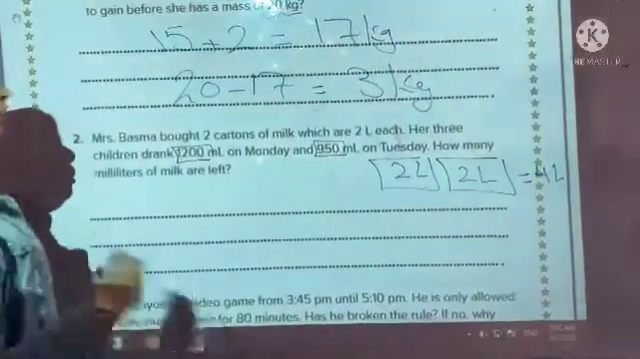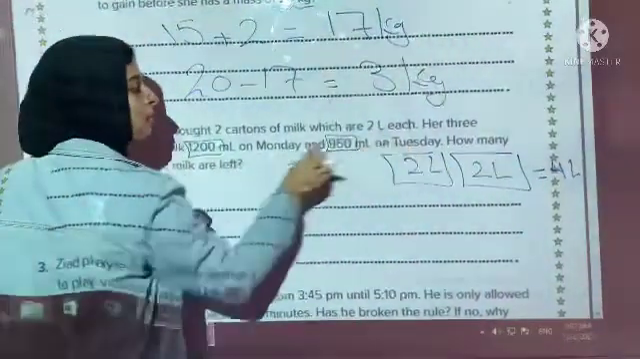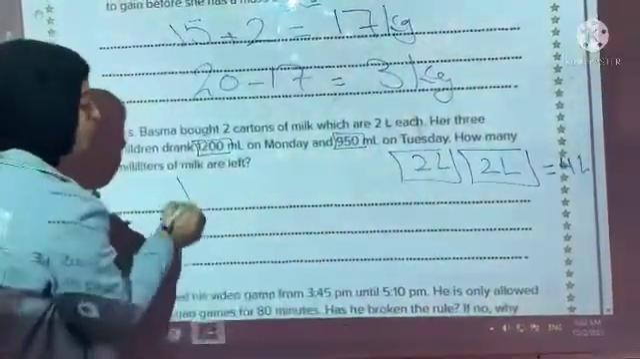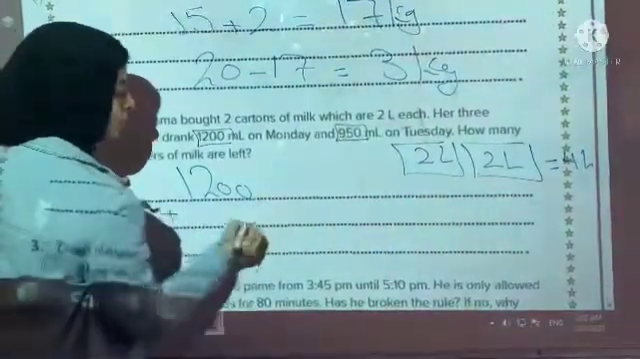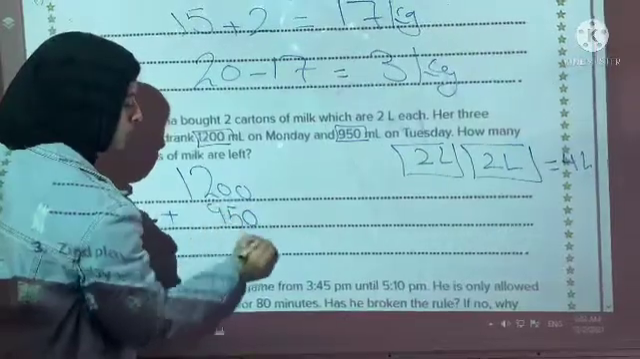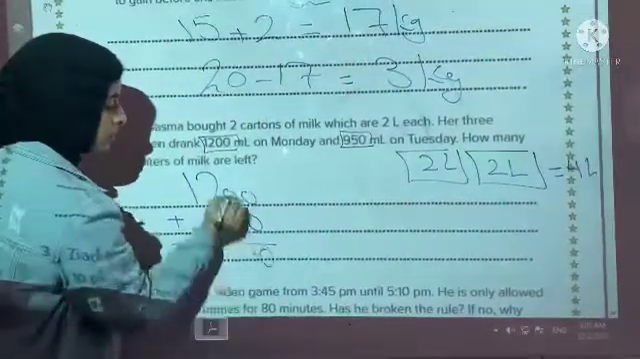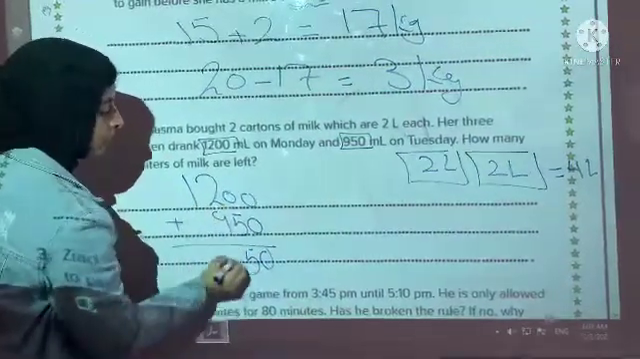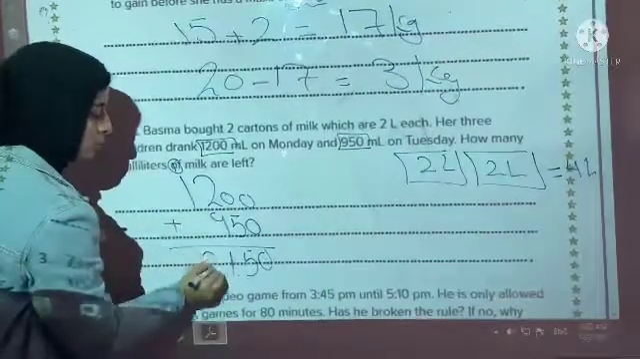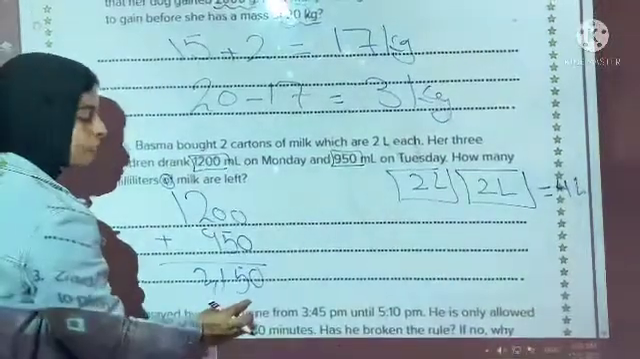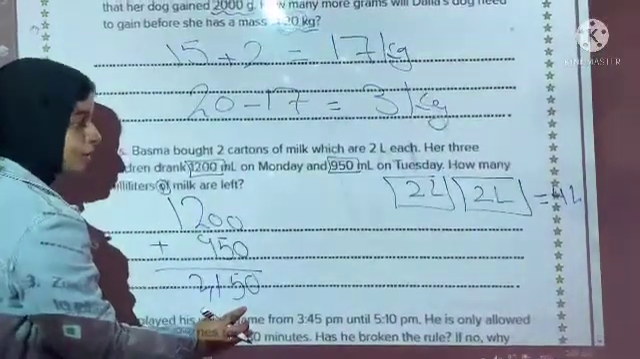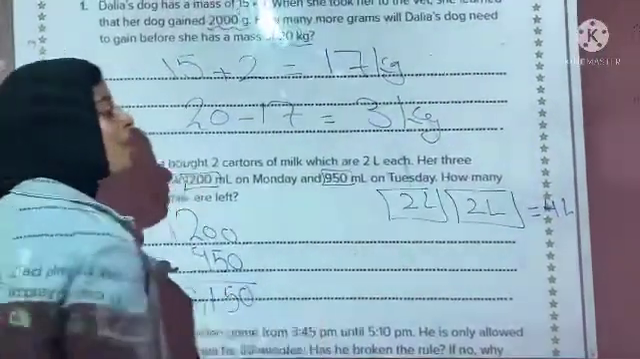So she used how many on Monday and Tuesday? I'm gonna make it plus. So I'm gonna make 1,200 plus 950. So 0 and 0, 0; 0 and 5, 5; 2 and 5, 7... 2 and 9, 11, 1, and they carry up 1, 1 and 1, it will be 2. So that means she used how many? She used 2,150 milliliters.